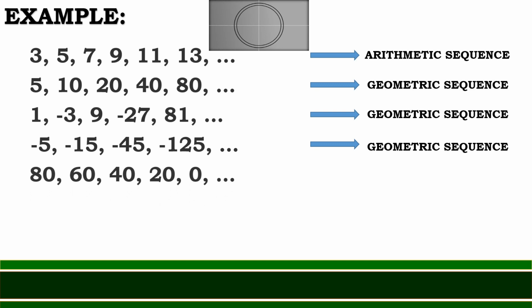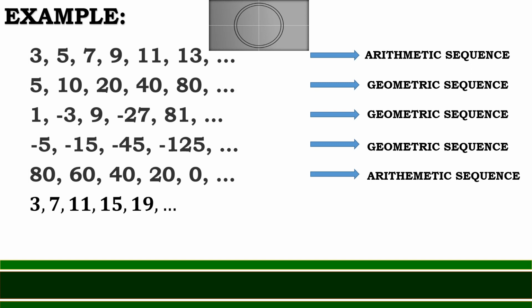80, 60, 40, 20, and 0. Okay, so kung napapansin natin, it is decreasing by 20. So, ibig sabihin, this sequence is arithmetic sequence. Another, 3, 7, 11, 15, 19, so on and so forth. Is this arithmetic sequence or geometric sequence?